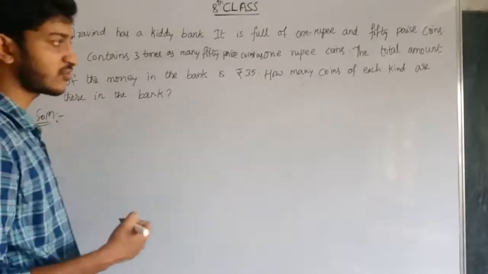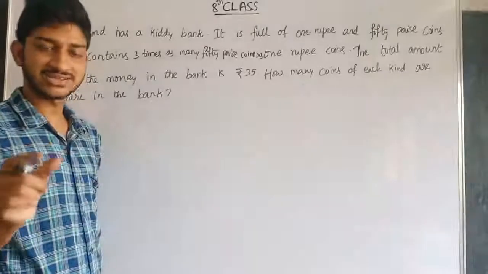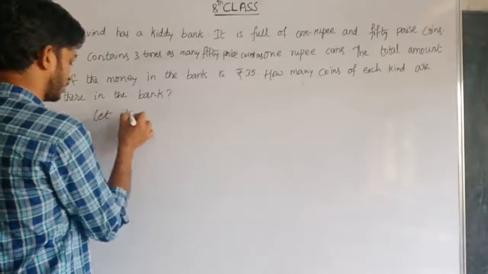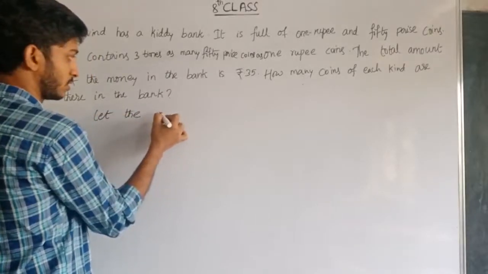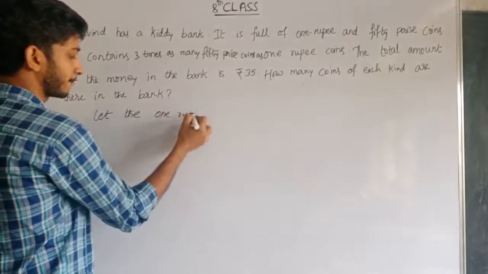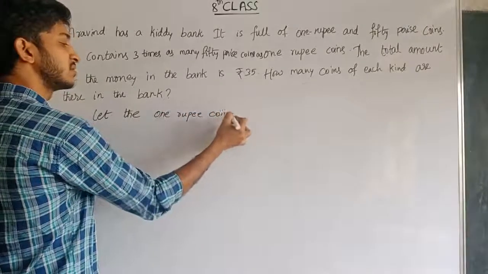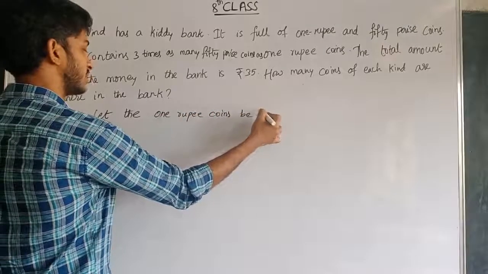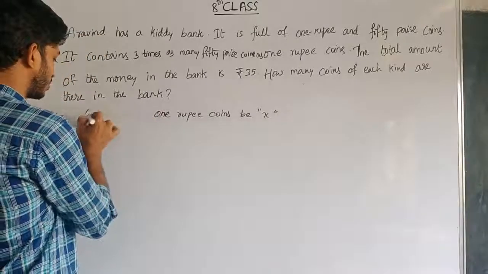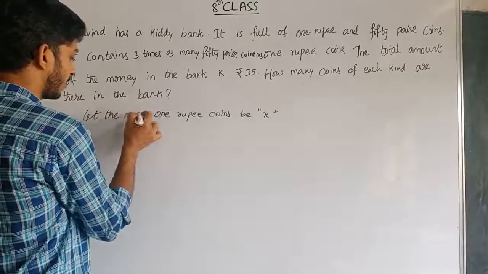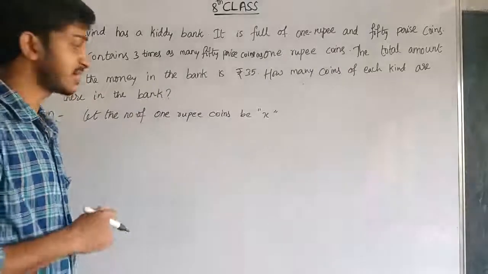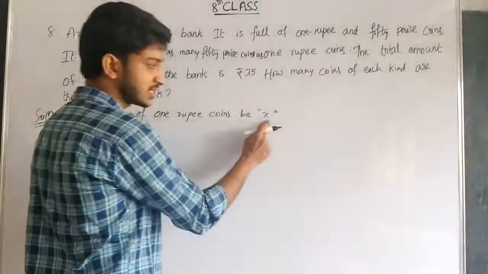So I am taking the number of coins as x. Therefore, let the number of 1 rupee coins be x. We don't know how many 1 rupee coins are there in this bank, that's why I am taking the number of 1 rupee coins as x.